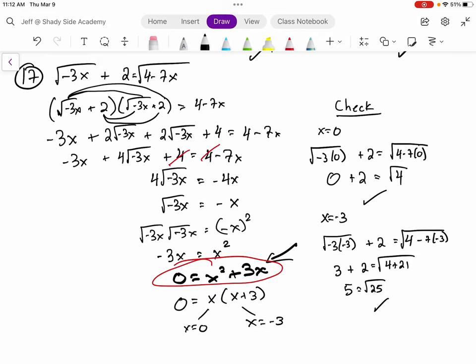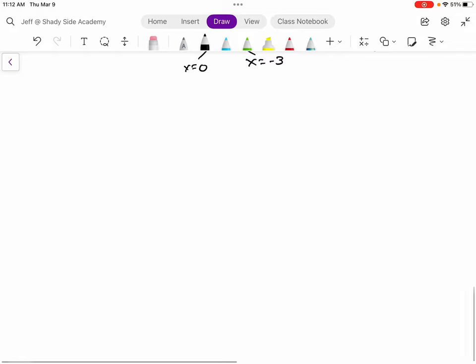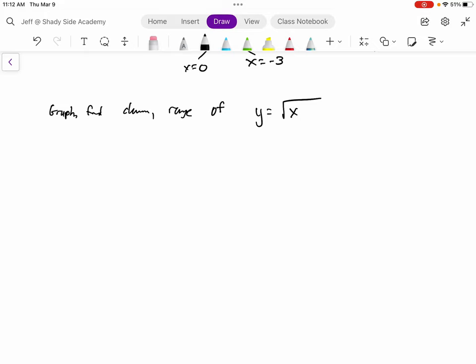Okay, so let's move on to some of our domain and range questions. Okay, let's talk about any of these guys. I'm not even going to pick some of these guys. I'm just going to make up my own. Okay, so let's say that I wanted to graph and then find the domain and the range of, let's do y equals root x minus 4 plus 2.